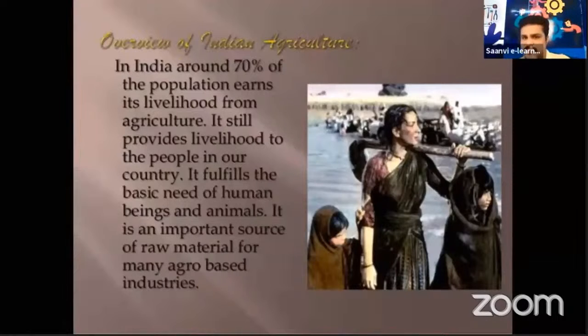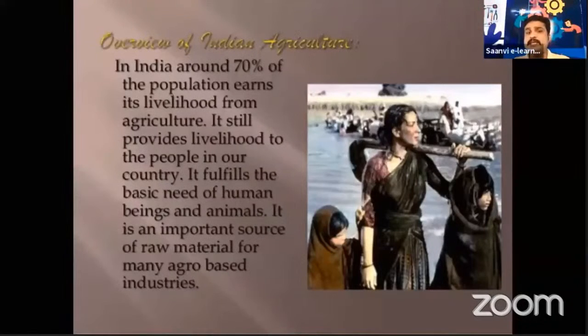Don't forget, agriculture is the primary sector. The industrial sector is the secondary sector, which is nothing but industries, factories and companies. The third one is the service sector. All government services, telecommunication and media come under the service sector. So in the primary or agriculture sector, 70% of the population earns its livelihood from agriculture. It still provides livelihood to the people in our country.